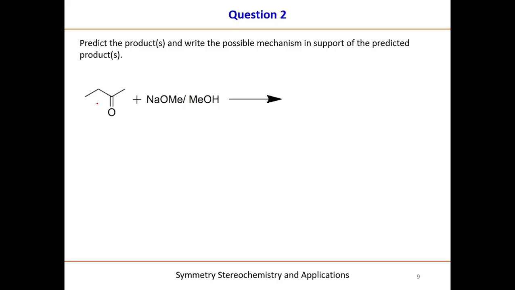So there is no possibility of cross product. That means only one product formation will take place, and here the abstraction of proton will take place only from this substrate because the other substrate is not available. So here we have the alpha proton, this one, this is the alpha proton, and abstraction of this alpha proton will take place with base. OH minus will abstract the proton.